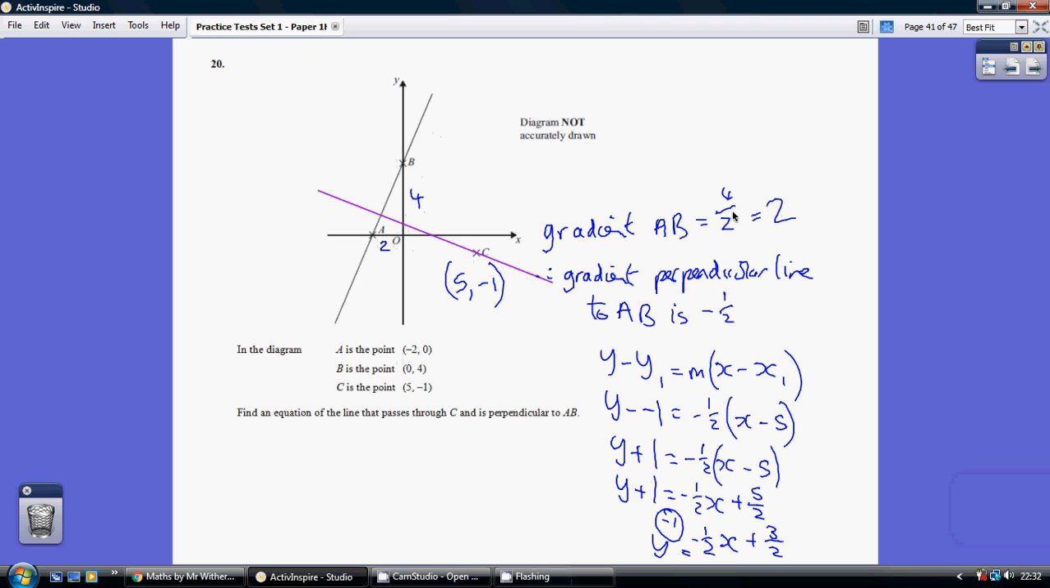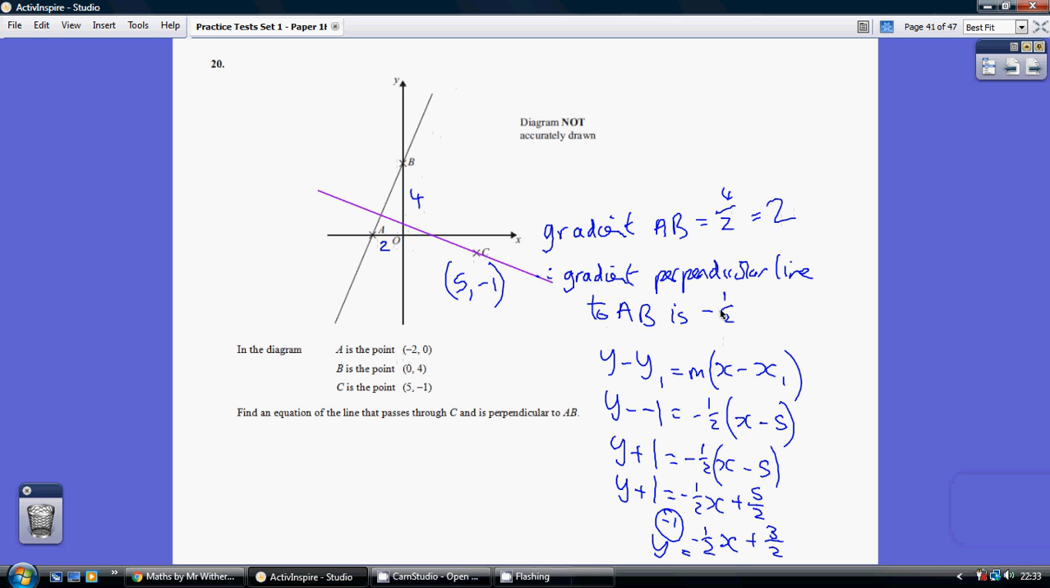Now the gradient of a parallel line would just be 2, but the gradient of a perpendicular line, I need to flip the 2 over and change the sign. So 2 is effectively 2 over 1, so when I flip it over that's 1 over 2, change the sign, so I've got the gradient of the perpendicular line being minus a half. So that purple slope is minus a half, and that makes sense, it's downhill and fairly gradual.